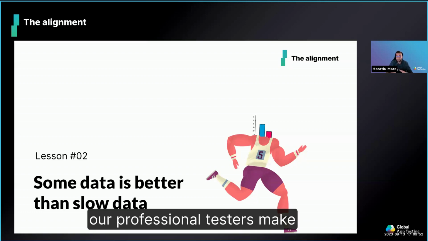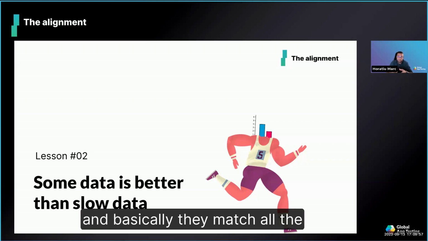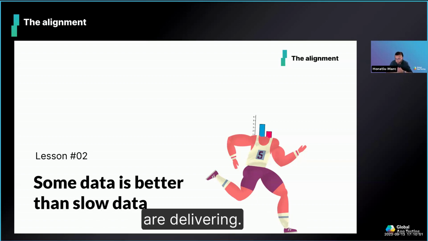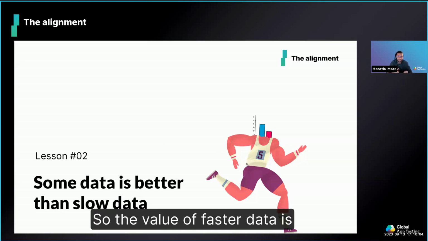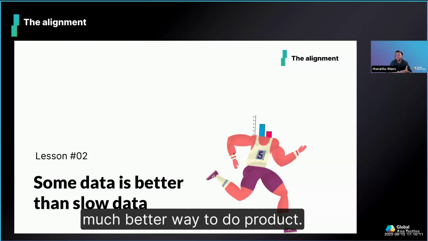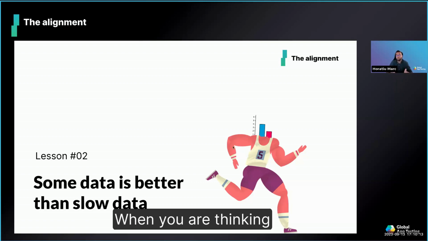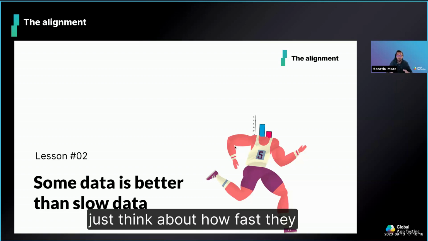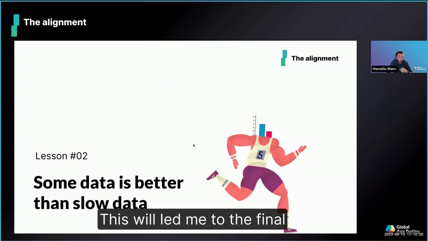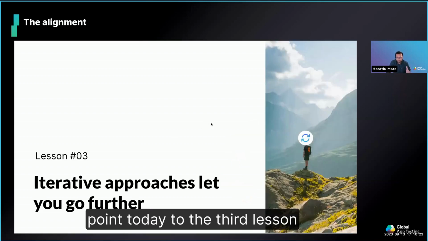Our professional testers make complex and clear points, and they match all the agreed requirements with everything that they deliver. The value of faster data is that it can support an iterative approach, which we believe is a much better way to do product. When you are thinking about clients, just think about how fast they need the data they are using day by day.